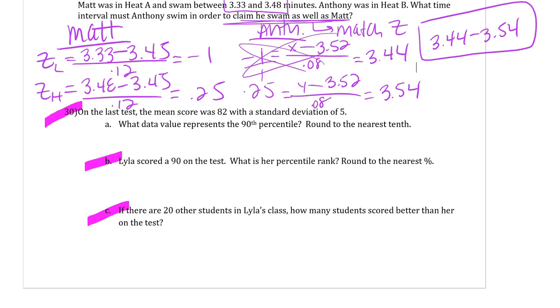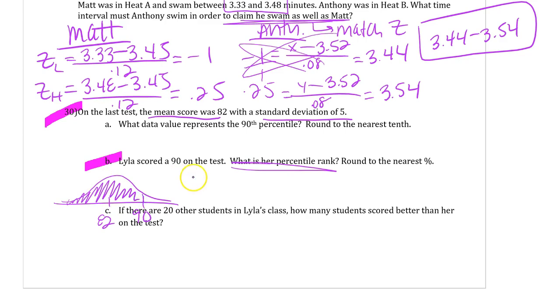On the last test, the mean score was an 82 and the standard deviation was 5. Lila scored a 90 on the test. What's her percentile rank? All right, so assuming they're normally distributed data, which we probably should have said there, the mean of her data set would be right here in the middle, 82. She scored a 90. When we calculate percentile, it's always what percent she did better than. So that's the area to the left. Since we're finding area, that means it's a normal CDF problem.